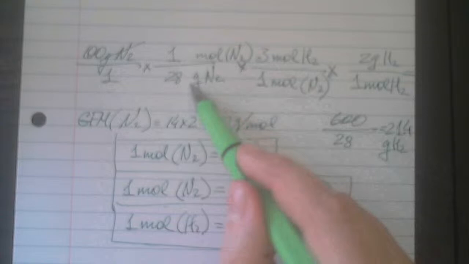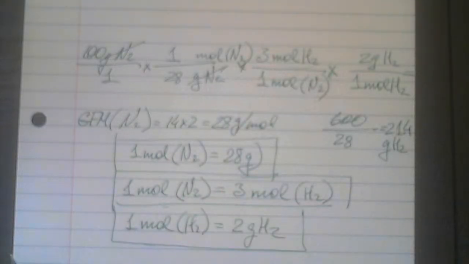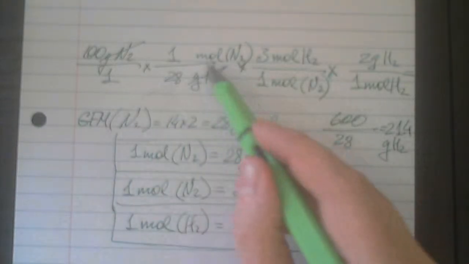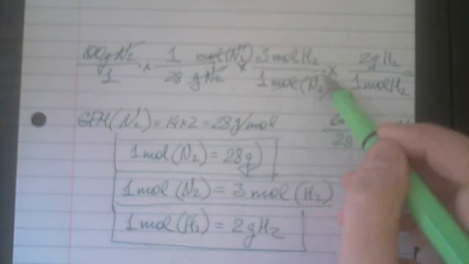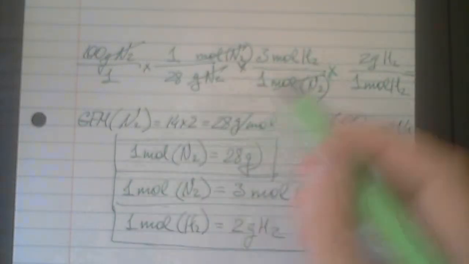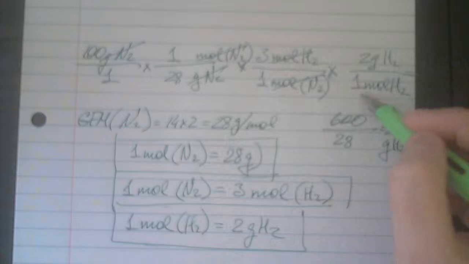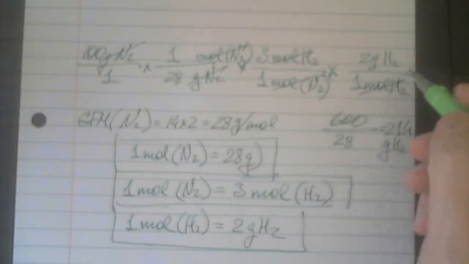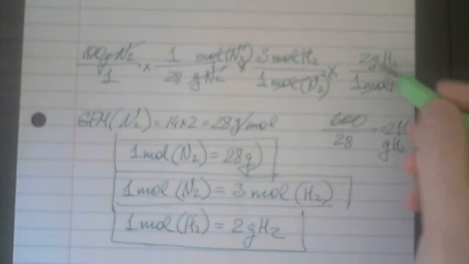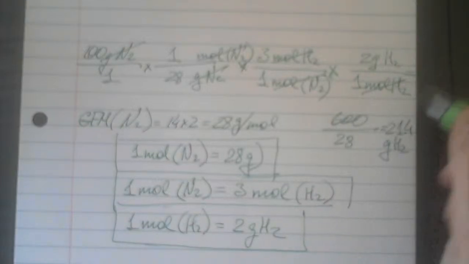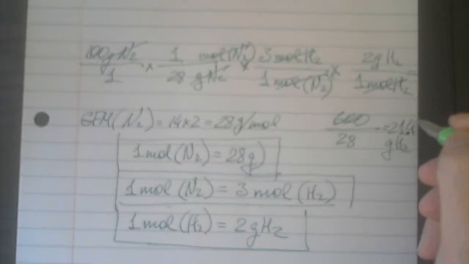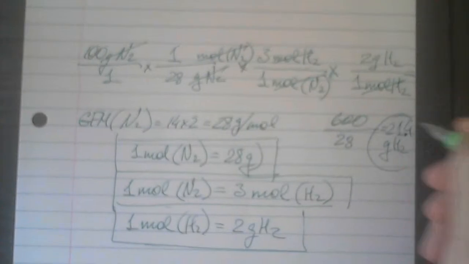Because I canceled out the units in the process. First, grams of nitrogen have been canceled out. Then moles of nitrogen were canceled out. And finally, moles of hydrogen were canceled out. So grams of hydrogen was the resulting unit of it. Here is my answer.